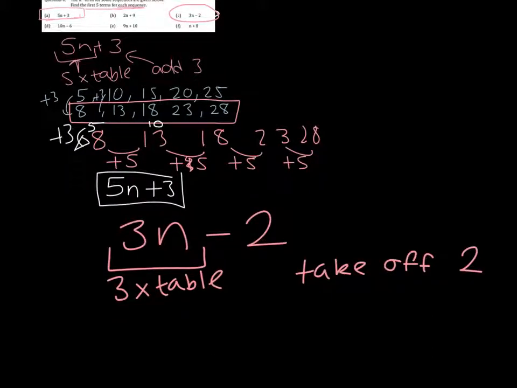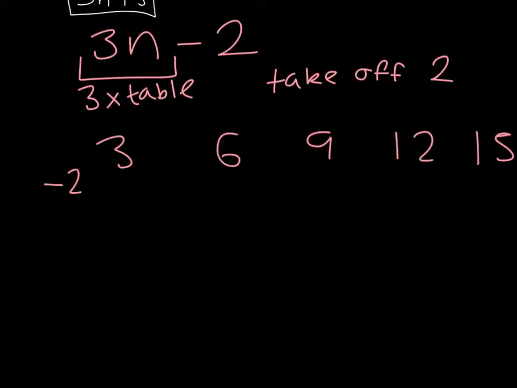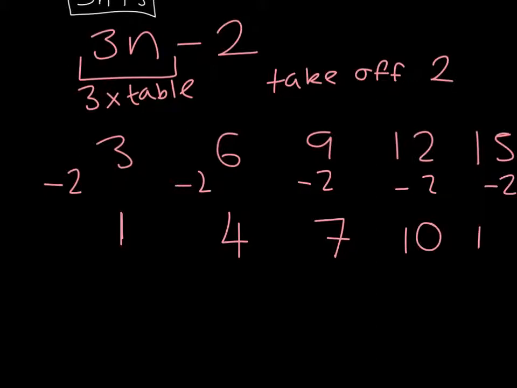So same technique. I'm literally just going to write down my 3 times table first. The first 5 terms: 3, 6, 9, 12, 15. I don't want the 3 times table, I want to take 2 off it. So the first number is 3, 3 minus 2 is going to be 1. I've got 6, I want to take off 2, so 6 take off 2 is going to be 4, 9 take off 2 is going to be 7, 12 take off 2 is going to be 10, and then 15 take off 2 is going to be 13. So that would be my sequence.